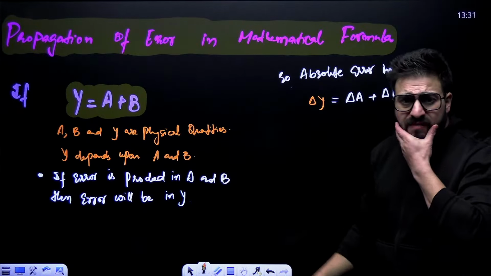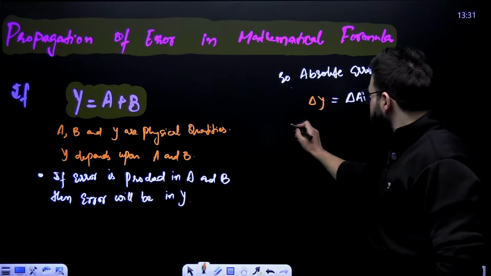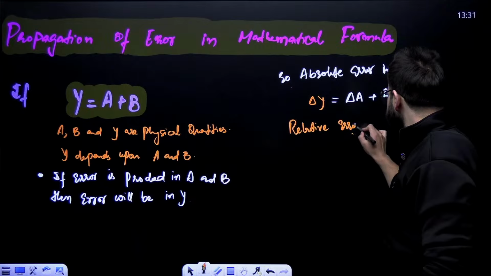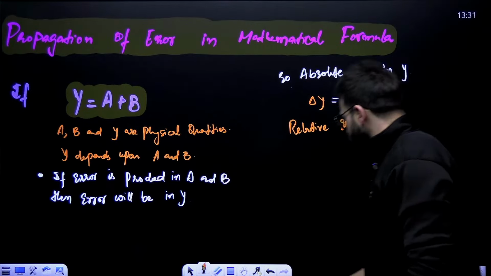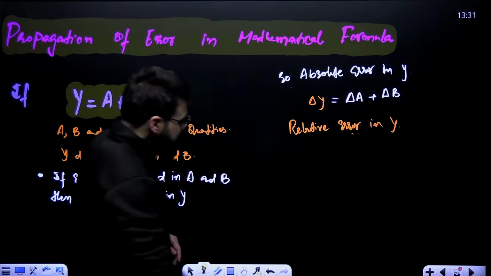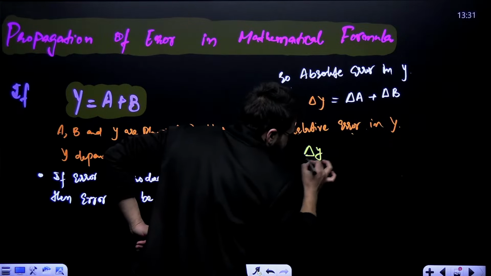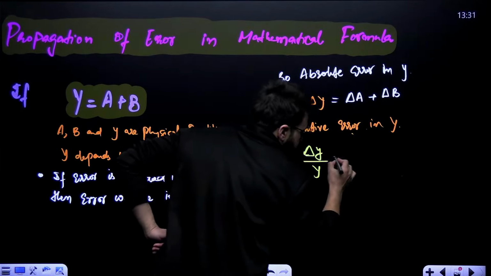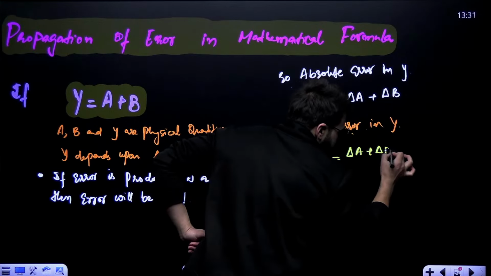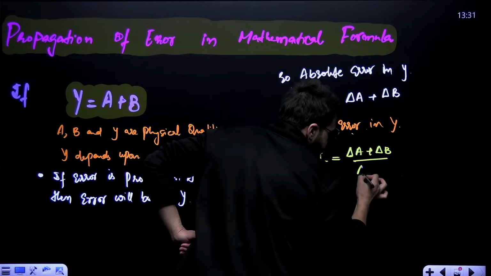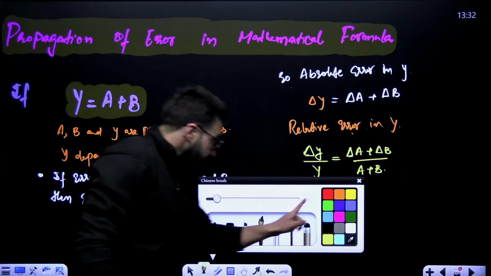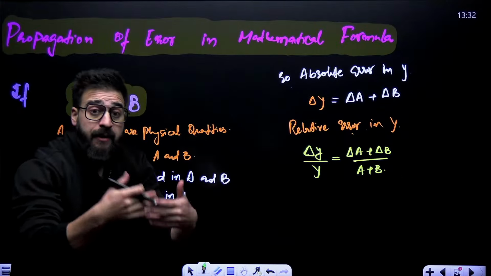Now guys, let's find the relative error in y. How do we find the relative error in y? That is delta y divided by the original value of y. That will be delta a plus delta b divided by the original value of a plus b. Even you can find the percentage error also.